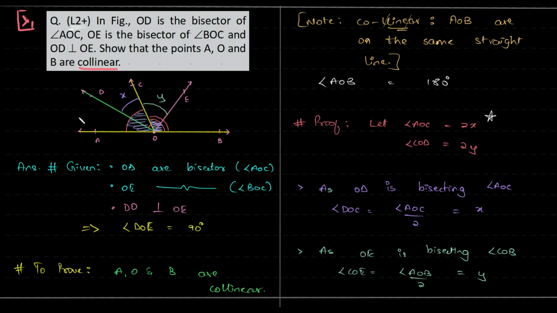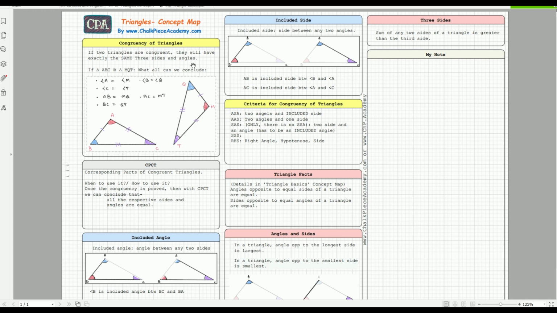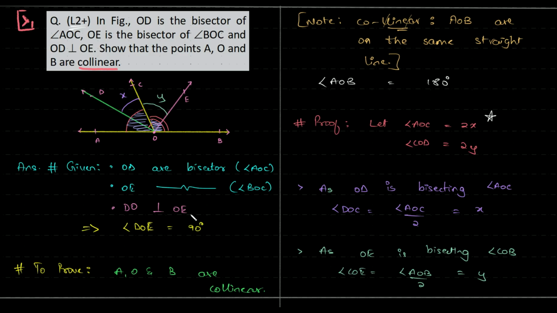Okay, and yes, there are quite a few concepts that have been used over here. All of that is there in your concept map. I've listed all of them. Triangles, everything is interconnected. The math basics, triangle basics and triangle concept as a whole, and lines and angles, everything is interconnected. So things will go back and forth. You guys have to learn all of them.